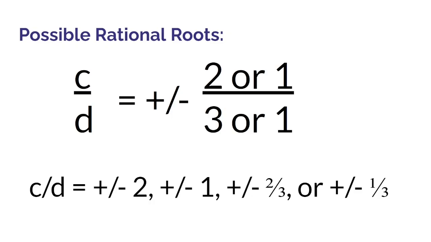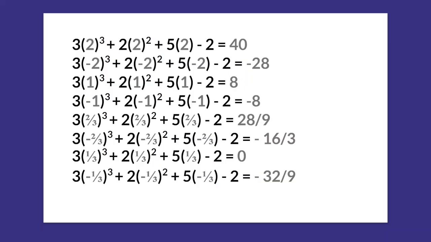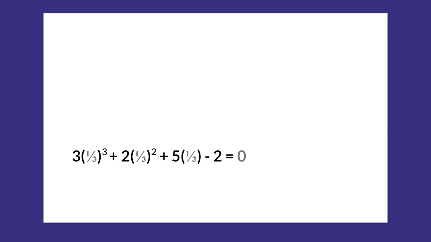To finalize which numbers will be our rational roots, we now just have to plug them in for x and see what we get. If it produces 0, then it is a root. So when we plug these numbers in, we get these. 1/3 is a root of the polynomial.